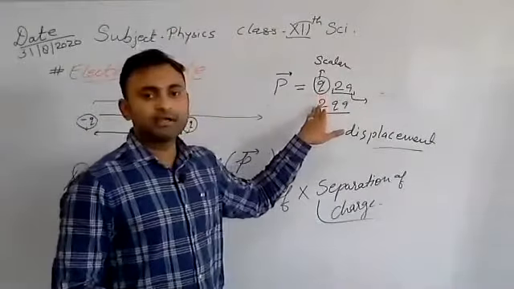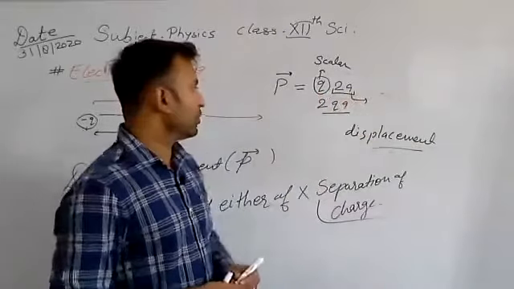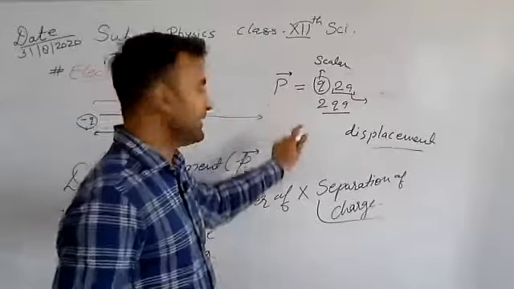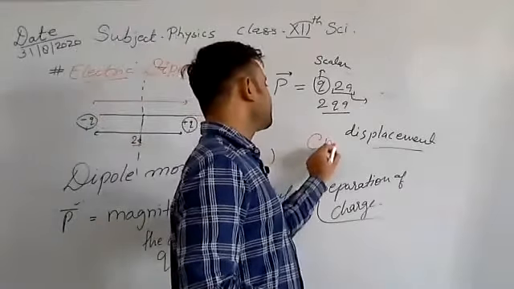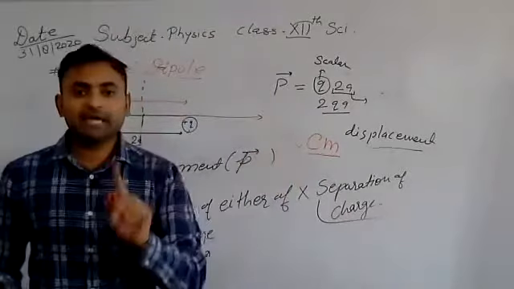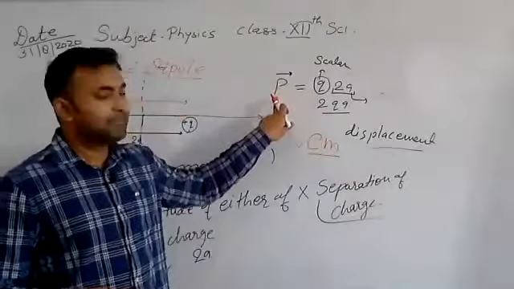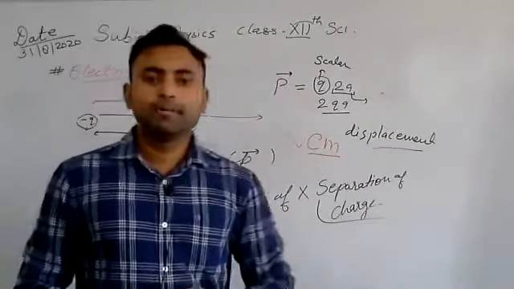What is the unit of the dipole moment? For charge, it is coulomb. For length, it is meter. So the unit of dipole moment will be coulomb meter. Okay? It is the SI unit. The SI unit of dipole moment is coulomb meter.